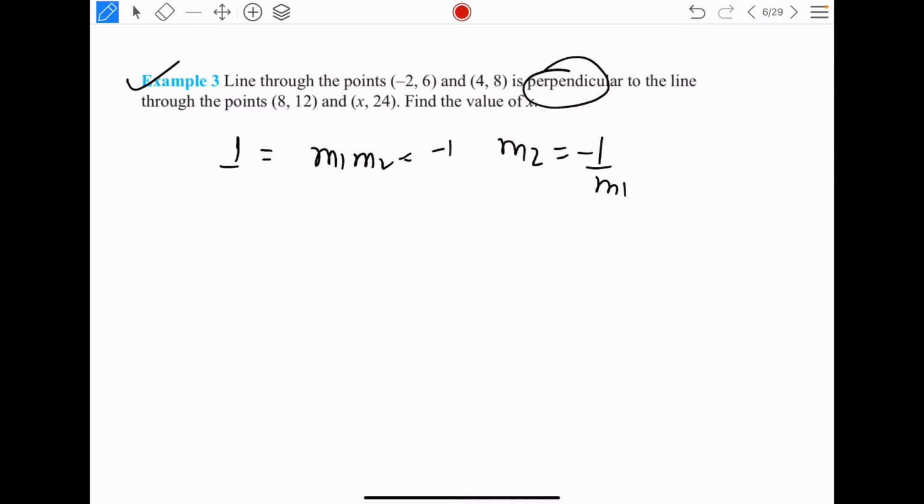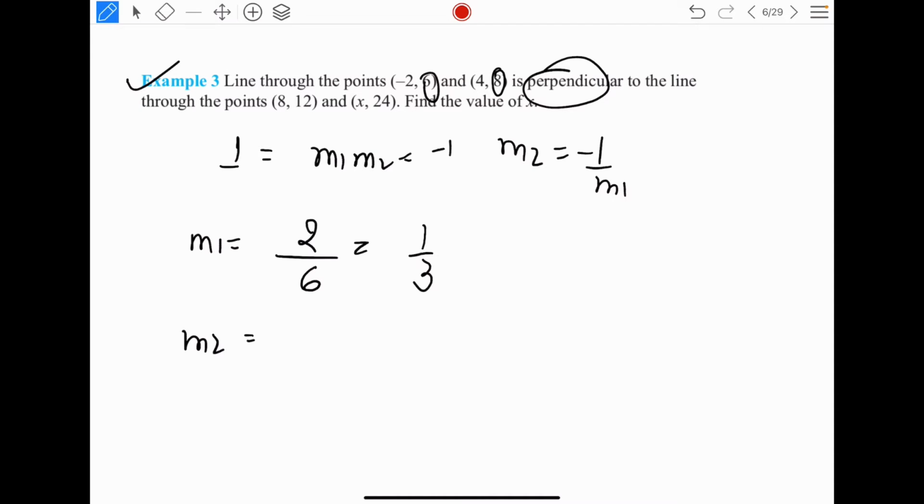So first let's find the slope. Two points are given, so you can find the slopes using the two-point form. Let's find m1: y2 minus y1, that is 8 minus 6, that is 2, upon x2 minus x1, 4 minus minus 2, which is 4 plus 2, that is 6. So 2 by 6, that is 1 by 3.